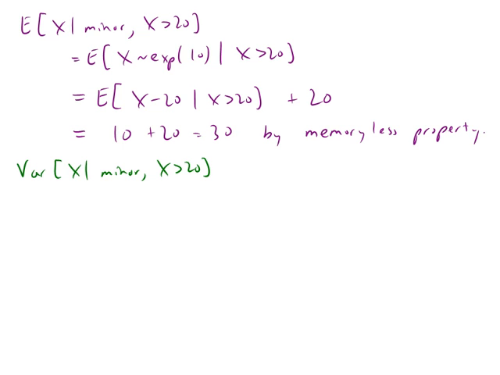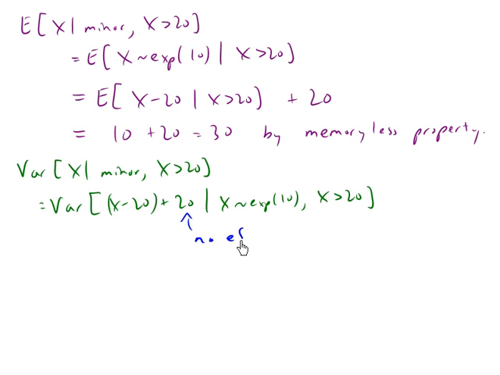Well, again, the memoryless property tells me I understand x minus 20 given that x is greater than 20. So let's rewrite this in terms of x minus 20. This is the variance of x minus 20, which I understand, but I can't just replace x by x minus 20 unless I also add 20 on, conditioned that x is exponential with mean 10, and that's what it means to be minor, and we're conditioning on x being greater than 20. The fact that I'm adding on this 20 right there, that piece is going to have no effect on the variance because it's just a constant.